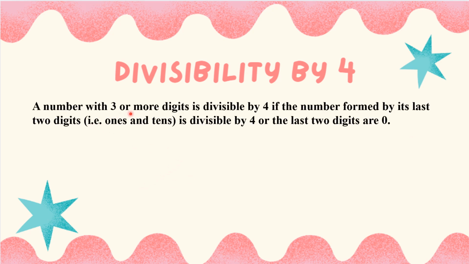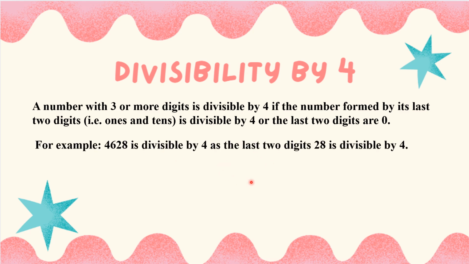Next is divisibility by 4. A number with 3 or more digits is divisible by 4 if the number formed by its last two digits, meaning the digits in the ones and tens place, is divisible by 4, or the last two digits are 0, that is, both the digit in the unit place and the tens place are 0. Then we can say the number is divisible by 4.